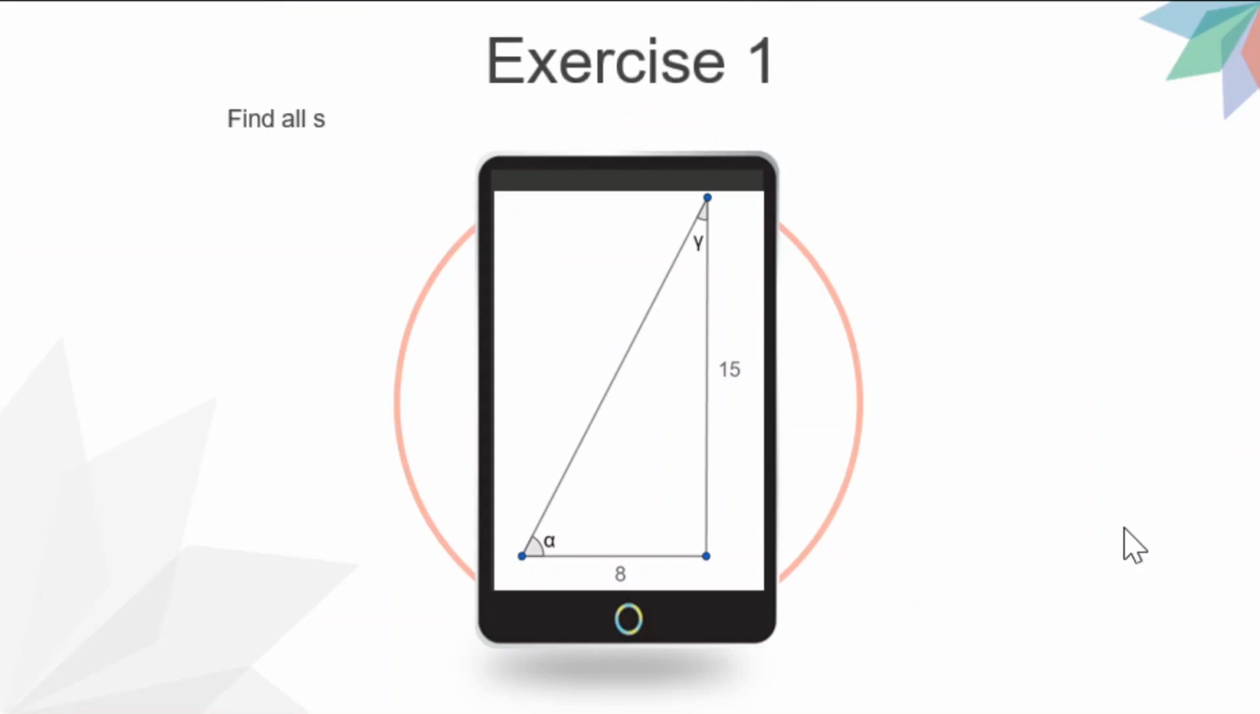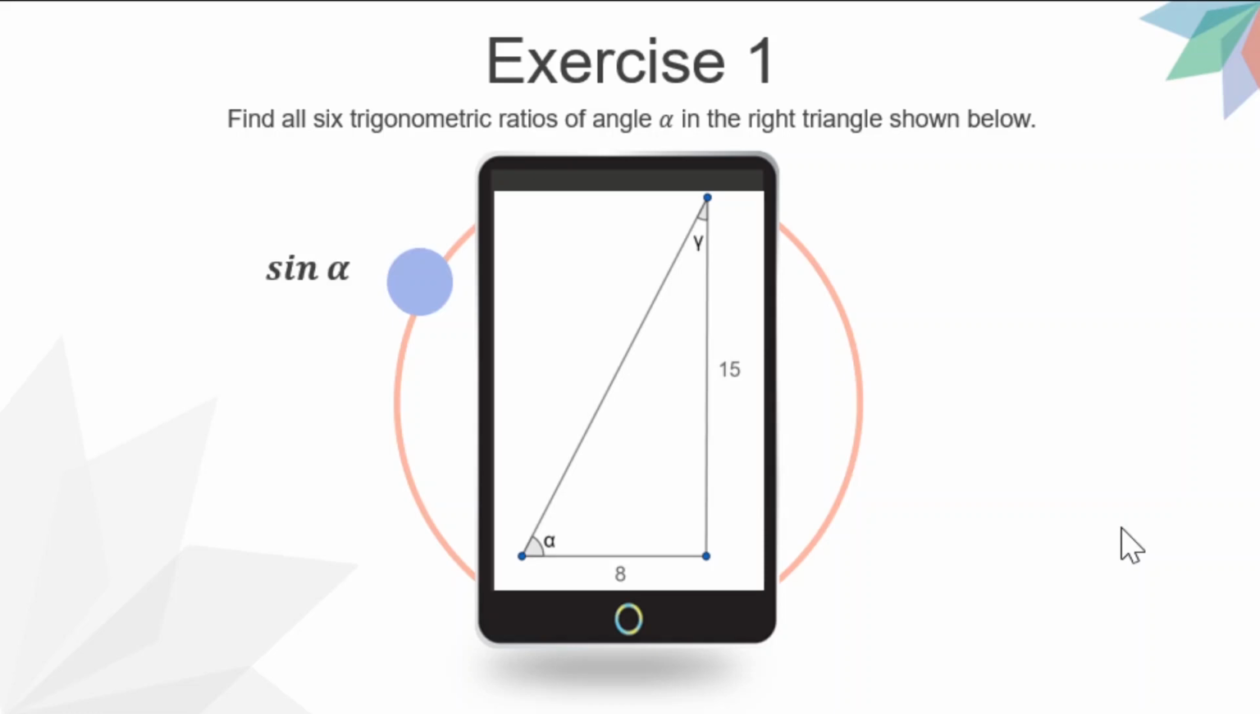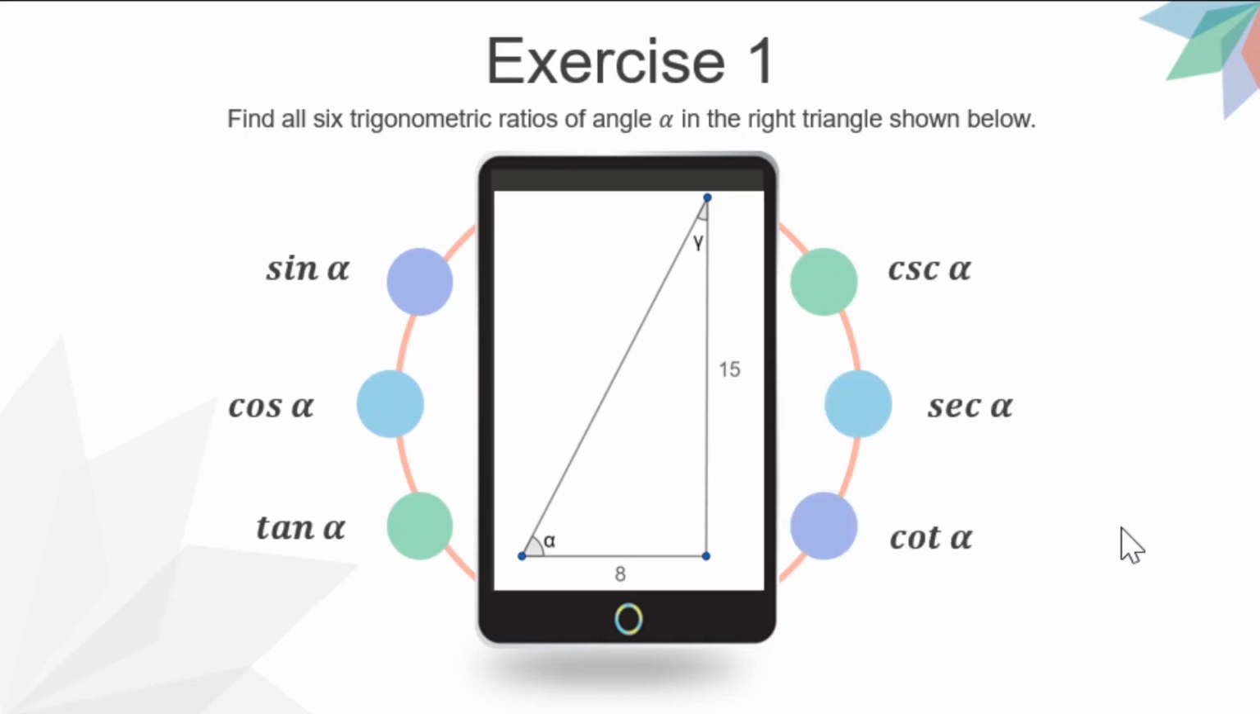Number 1, find all 6 trigonometric ratios of angle alpha in the right triangle shown below. So in this right triangle, our shorter leg is 8, our longer leg is 15. We have yet to find the length of its hypotenuse. So we need to find sine alpha, cosine alpha, tangent alpha, cosecant alpha, secant alpha, and cotangent alpha.